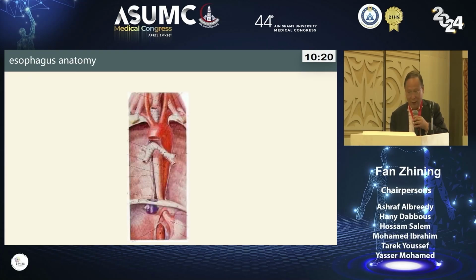This is the anatomy. The esophagus has three segments. The upper segment, the middle, and the esophagus segment is very dangerous, very dangerous.